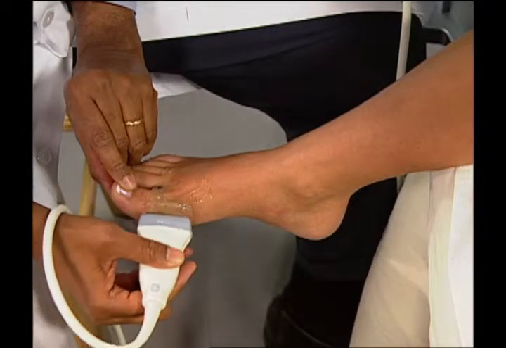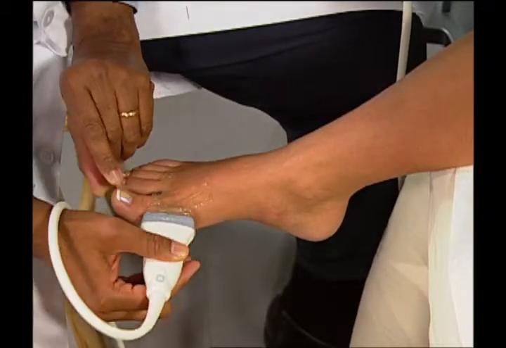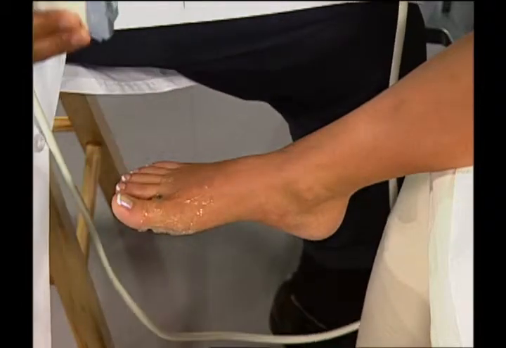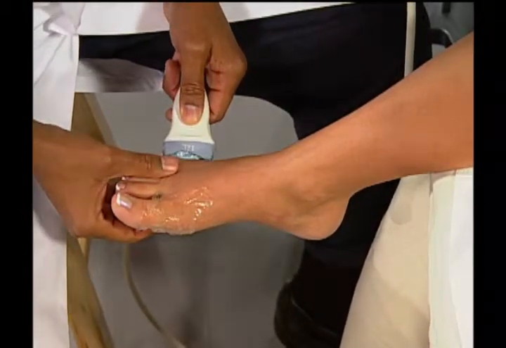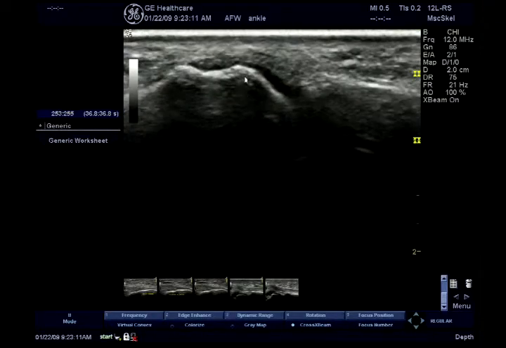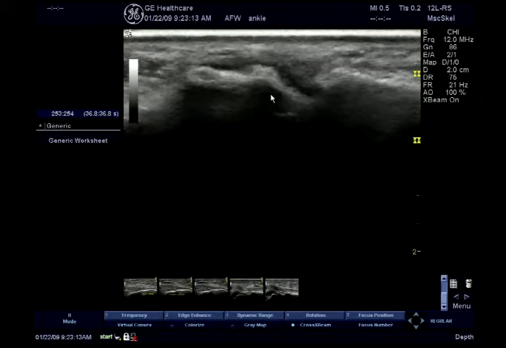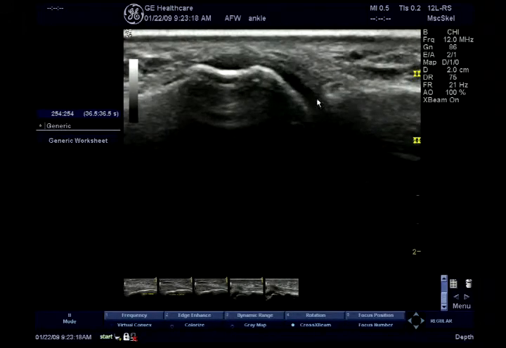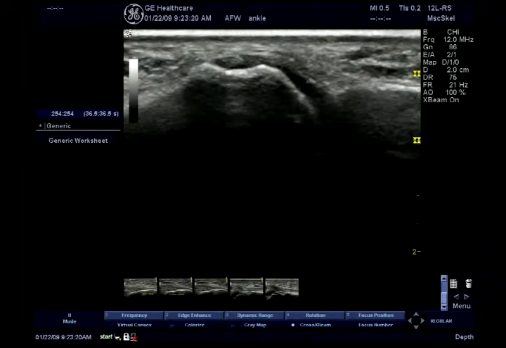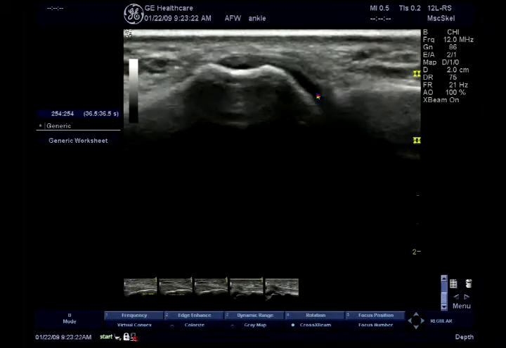And we do the same thing from the lateral scan of the first joint, and we can obtain a similar type of scan looking at the lateral aspect of the fifth MTP joint. And we see here again, to the left of the screen is going to be the metatarsal head, to the right is going to be the phalanx, and in between is a hypoechoic area, which represents the articular cartilage.